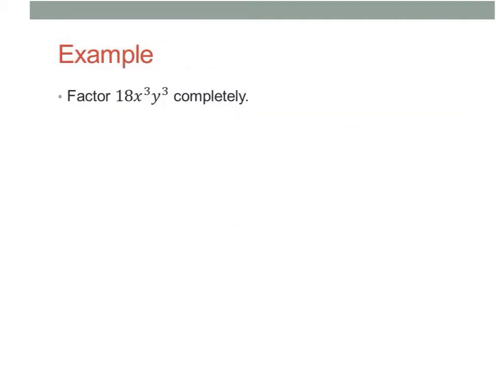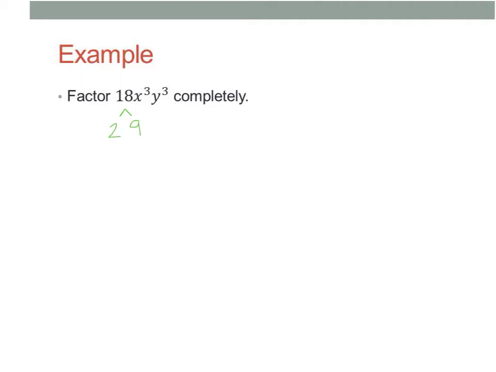Okay, so we're going to start out by completely factoring 18x cubed y cubed. I like to do what I would call a factor tree. What times what is 18? Well, you could do 1 and 18, except that's not going to get you very far. You could do 2 and 9, you could do 3 and 6. And it honestly does not matter what you do. I'm just going to do 2 and 9.